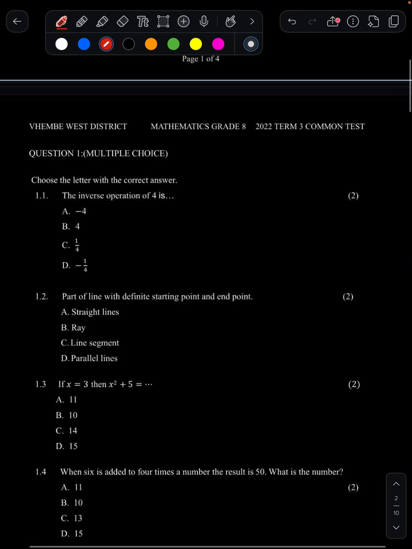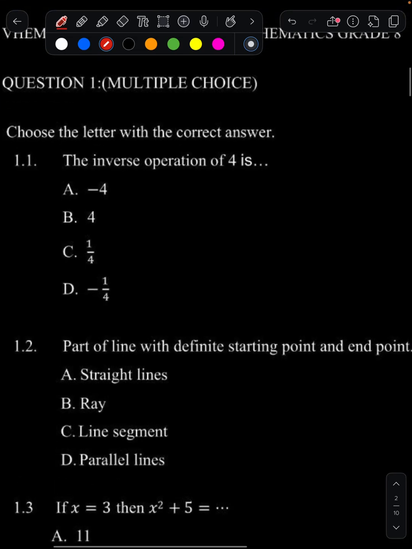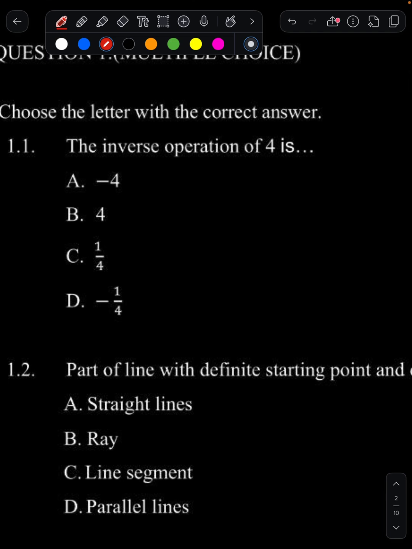To start. Question 1. The inverse operation of +4 is... Okay, so you will be looking at this a lot in algebraic equations, algebraic expressions. So the opposite operation of plus 4 has to be minus 4. That is this one.